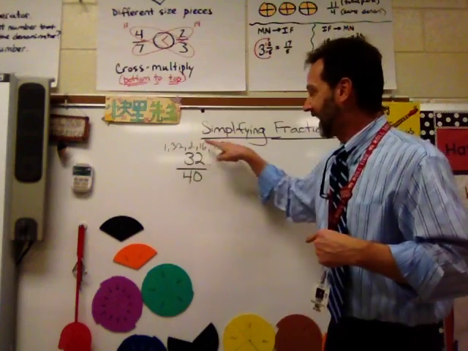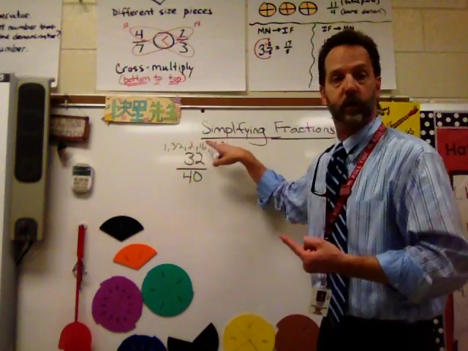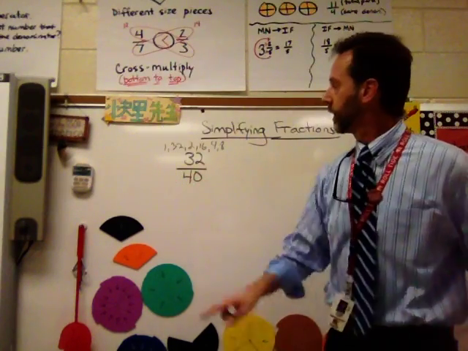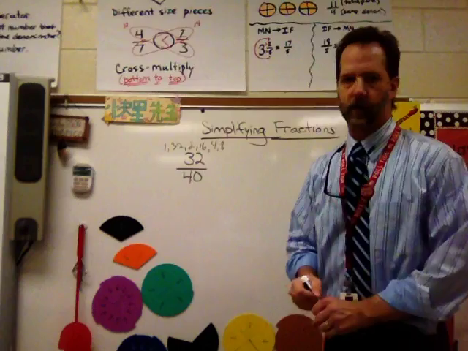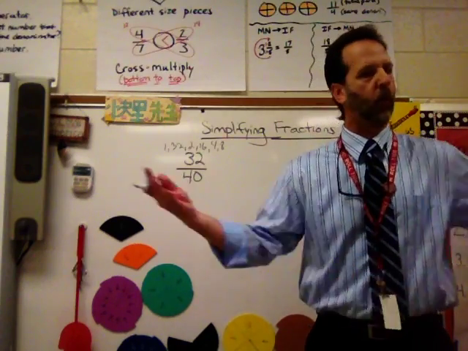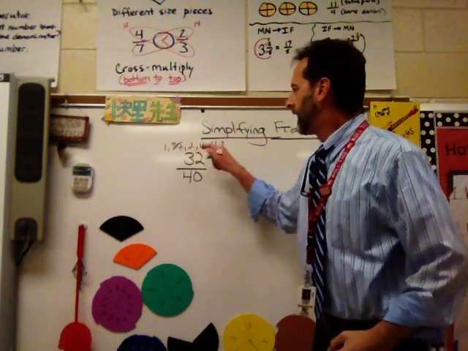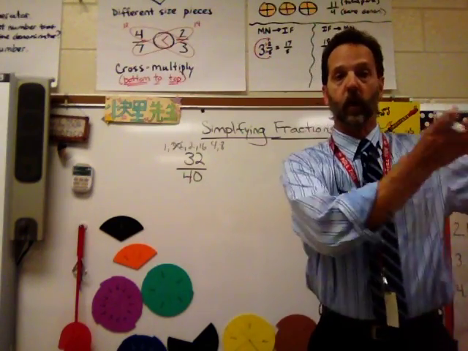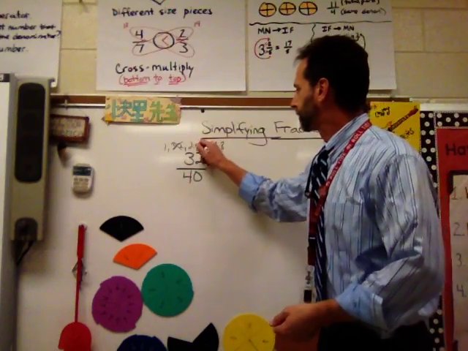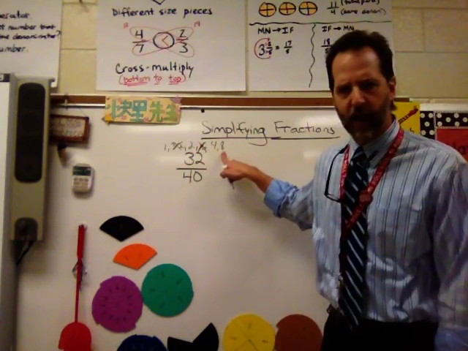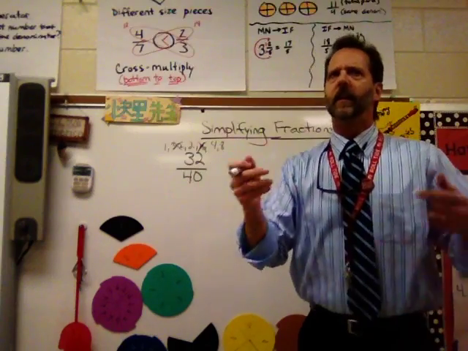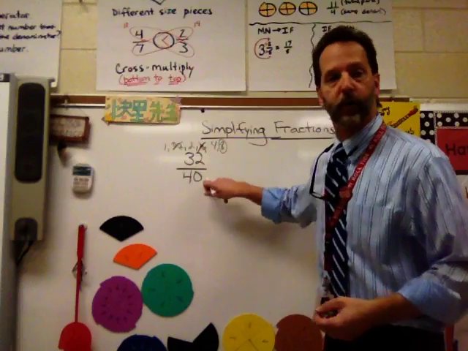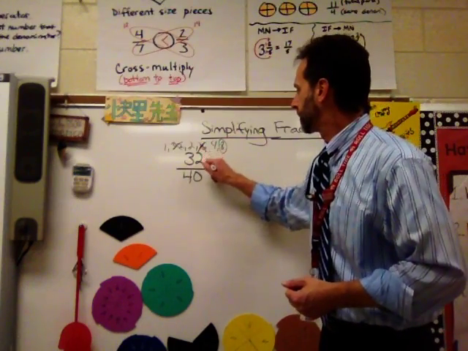Now I want to look at those same numbers and see which of these are also factors of 40. Start with the biggest, work to the smallest. Is 32 a factor of 40? No, I can't count by 32. It's 32, 64. I never said 40. Is 16 a factor of 40? No. 16, 32, 48. Nope, didn't say 40. How about 8? Is 8 a factor of 40? 8, 16, 24, 32, 40. Hey, it is! So we're going to divide both of these numbers by 8.